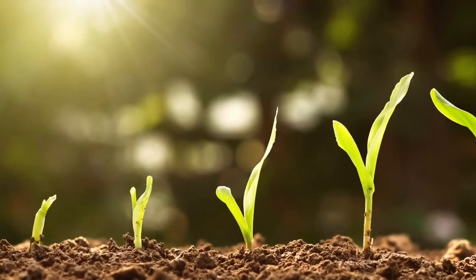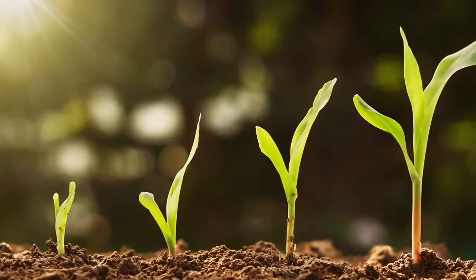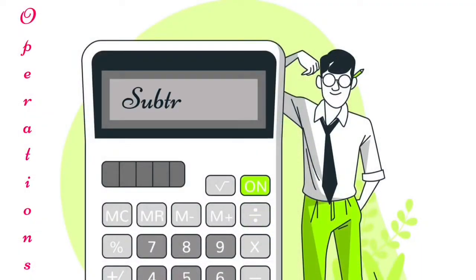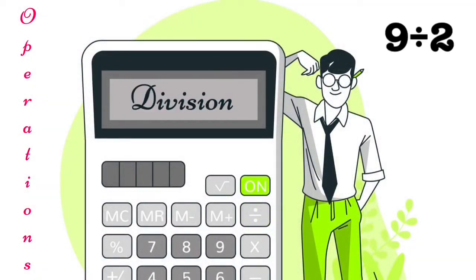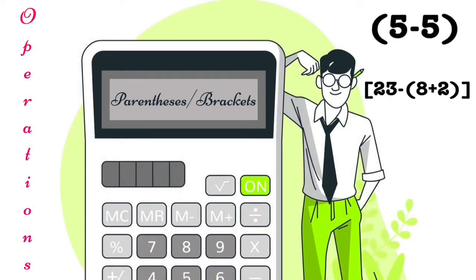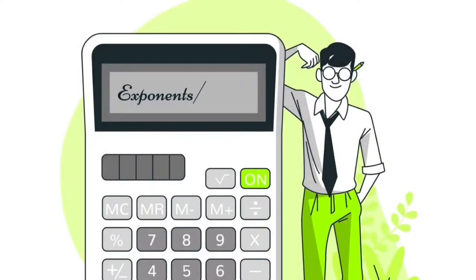In no particular order at the moment, here are all the operations: exponents/roots, subtraction, addition, multiplication, division, parentheses/brackets. At this point, you're probably freaking out because you're like, but you said that there are only 4 operations. What the heck, man? Hush, my child. Let's analyze each of the aforementioned operations.